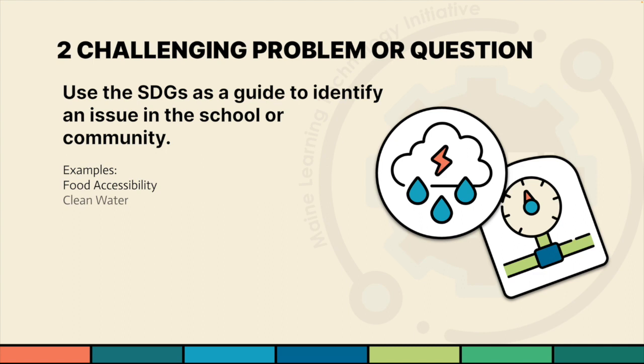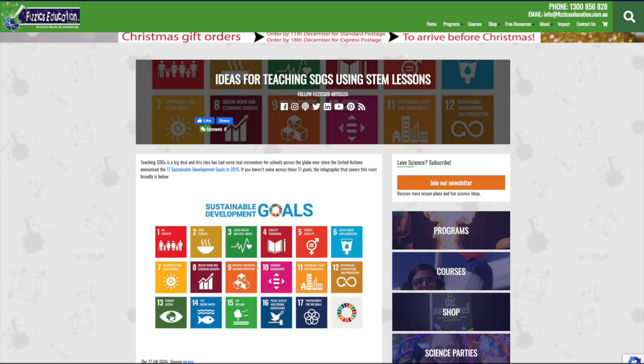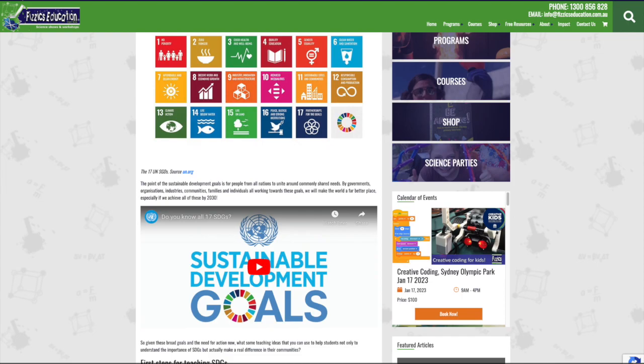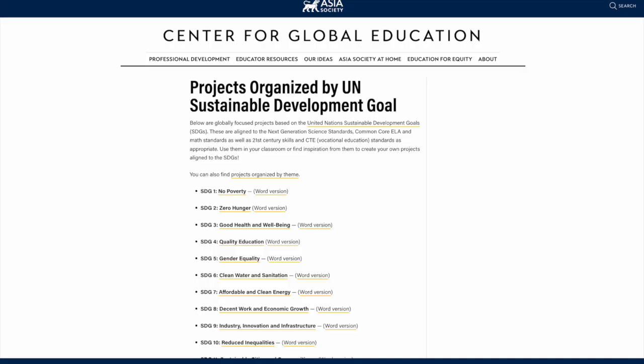Could your school improve on recycling and composting to support the responsible consumption and production goal? Or could your students work with local healthcare service providers to find solutions to improve health and well-being in the school or community? There are lots of resources available with lessons and ideas for getting started on a Sustainable Development Goal-related project. There are also global projects you can connect to, like the Samsung Solve for Tomorrow Challenge.